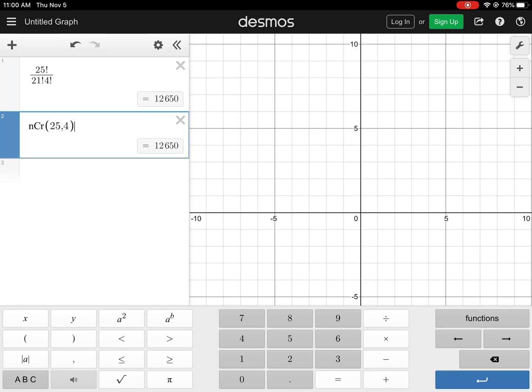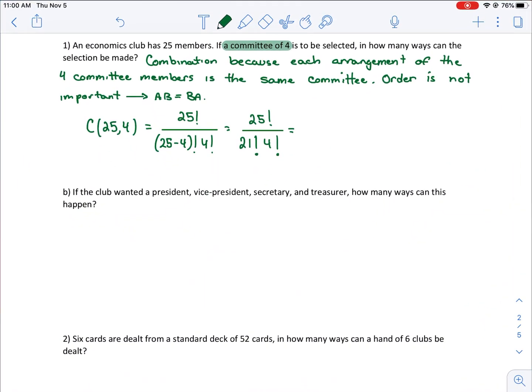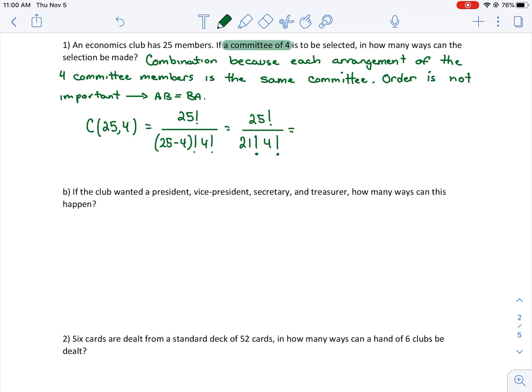Now, no matter how you do this on Desmos, you must show all of this work to get full credit. So there are 12,650 ways to select the 4-person committee.